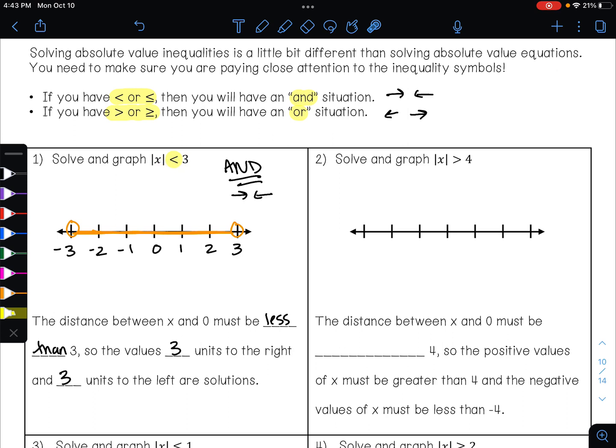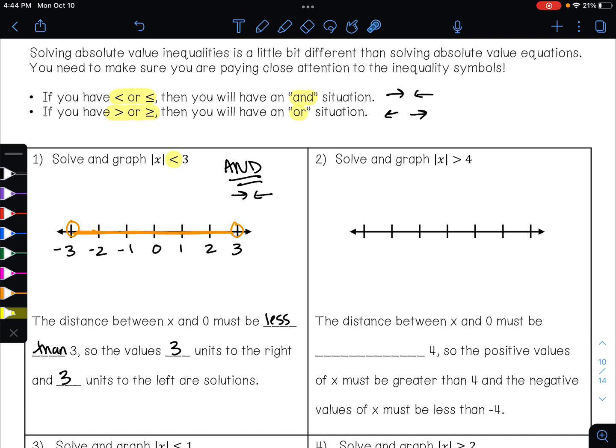So let's see. If I plug in -2, the absolute value gives me +2. 2 is less than 3. That works. If I plug in -1, the absolute value of -1 is +1. 1 is less than 3. That works. The absolute value of 0 is 0. 0 is less than 3. 1 is less than 3. And 2 is less than 3. So whenever we have a less than, we're going to shade in between the values.